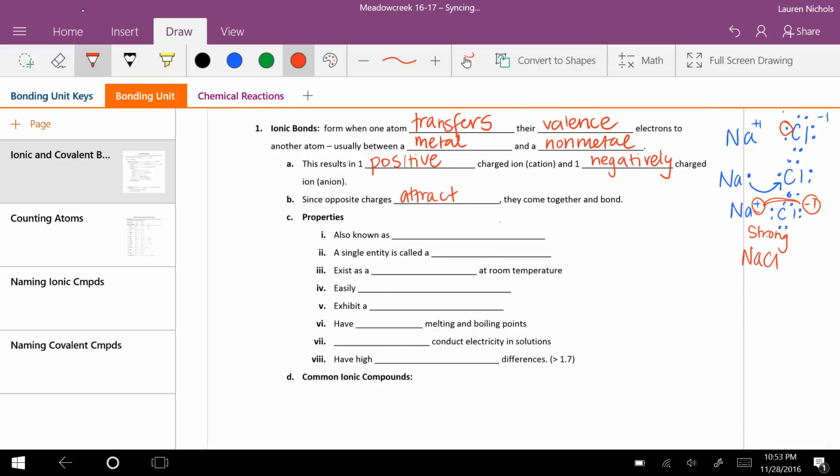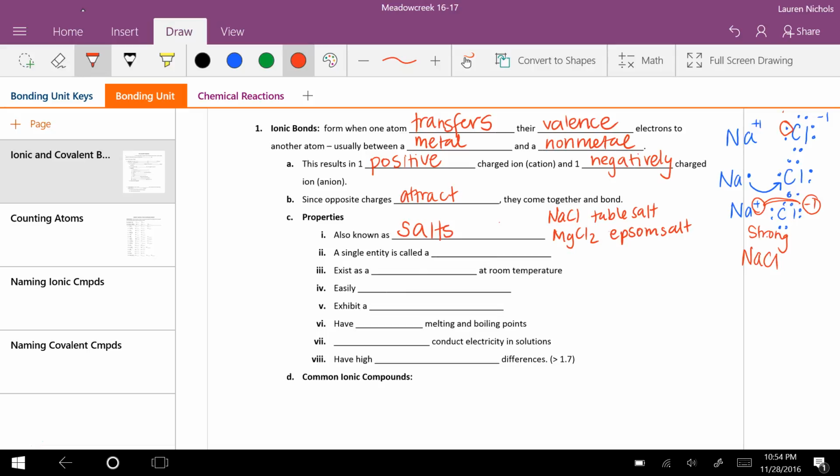Now, ionic compounds have different properties. An ionic compound is when you have two different elements, so sodium and chlorine, that come together to form one entity. Now, all ionic compounds are also called salts. So NaCl is table salt. But MgCl2 is also a salt. It's called Epsom salt. It's what you put in your bath to release soreness in your muscles.